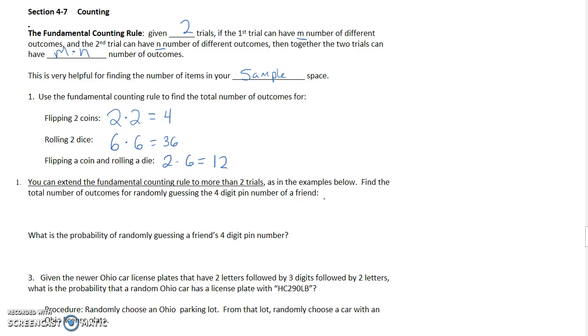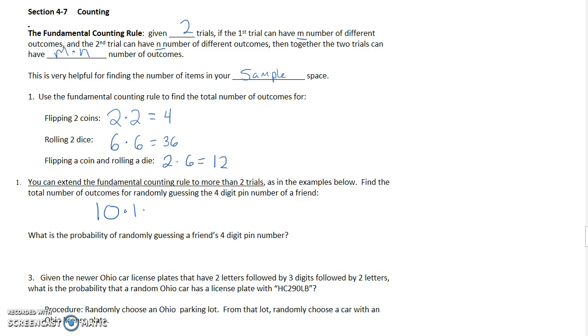Now, it doesn't just have to be 2 trials. We could extend this to more trials. So let's say, find the total number of outcomes for randomly guessing a 4-digit PIN number for a friend. Let's say you have a friend's ATM card and you plug it in and you just want to take a guess. What are the possible outcomes for one of those digits? We can choose 0, 1, 2, 3, 4, 5, 6, 7, 8, 9. So there are 10 different outcomes for the first number.